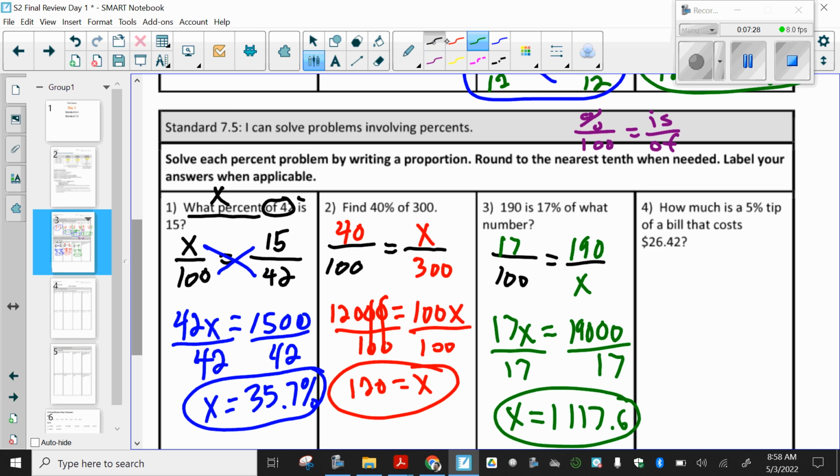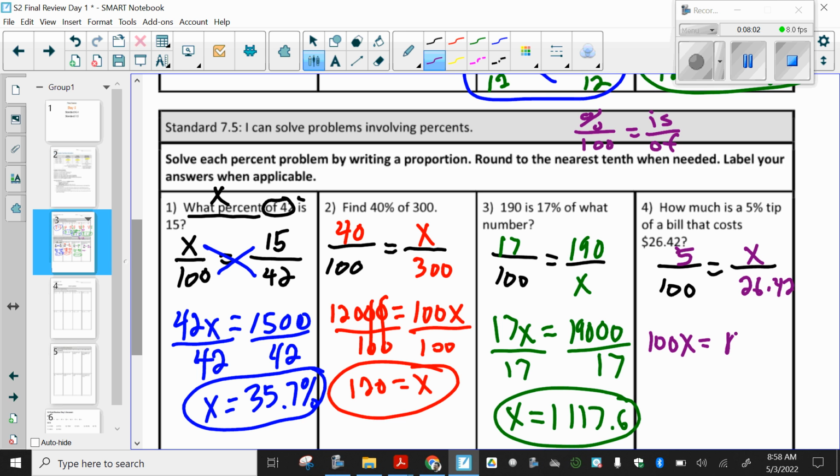Hey, we have a word problem, so we're going to do the same thing. We need to remember that the is over of is sometimes known as part over whole, and that's going to come in handy here. We have 5% for our tip, right? How much is a tip of 5% on a bill that costs $26.42? We want that part here, so we're going to put our x there, and we're going to multiply this way. So I have 100x. The other side, I have 26.42 times 5%.